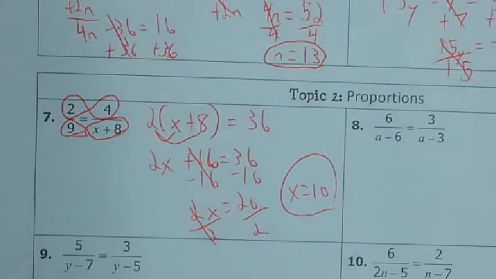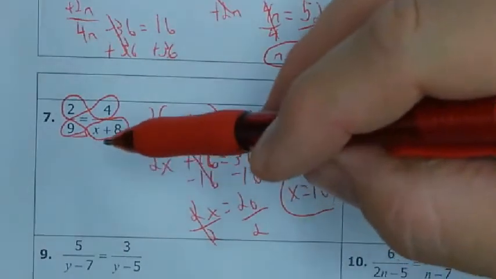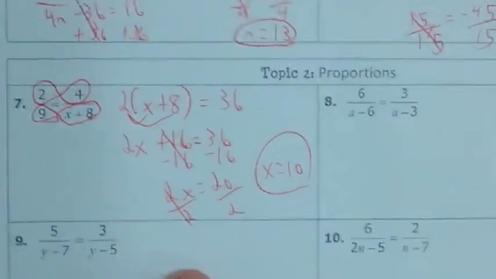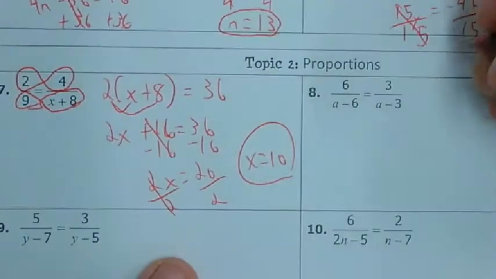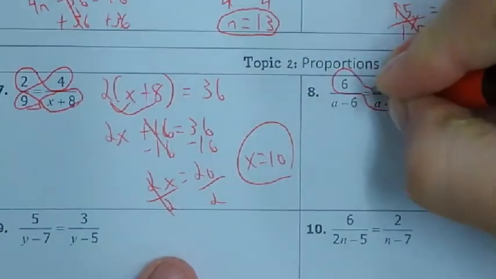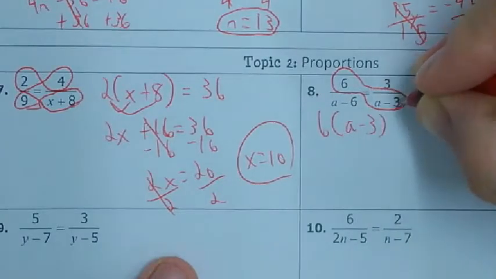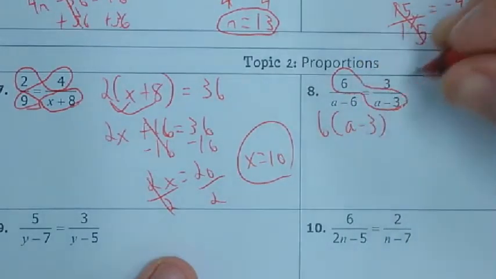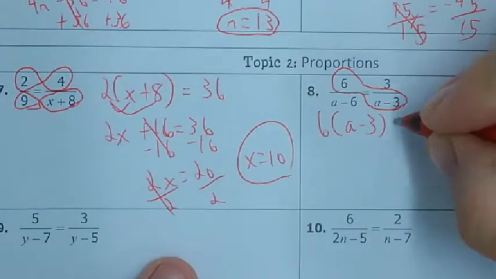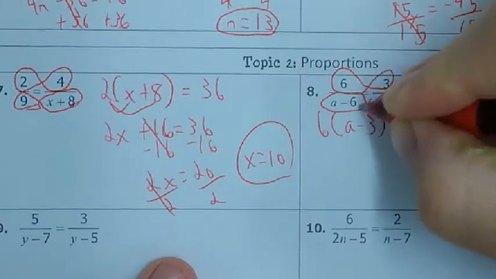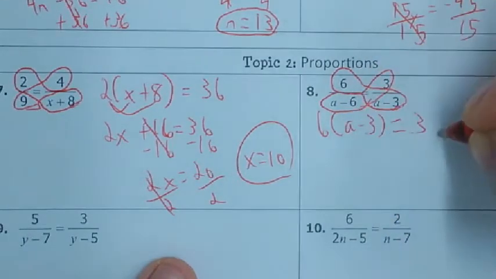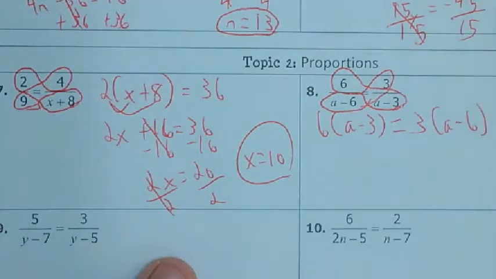I like doing proportions. I think they're a little bit easier. So remember on those, you just have to cross multiply, and if you have more than one thing going on, you got to distribute. So on number 8, we're going to have to distribute both. So we have 6 parentheses a minus 3. Make sure, whenever you have a variable minus or plus a number, that you have that in parentheses. Equals 3 parentheses a minus 6.